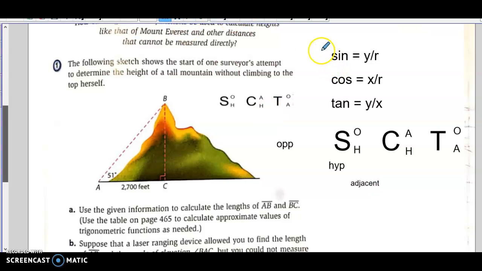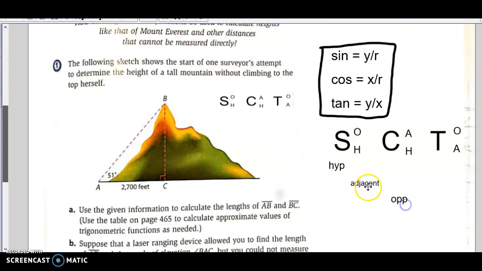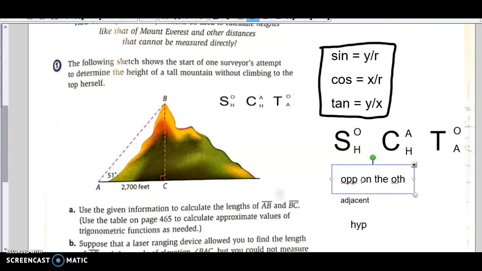We learned that sine is y over r, cosine is x over r, and tangent is y over x. I like to remember this acronym instead, okay? We have three sides of our triangle: an opposite side, an adjacent side, or next to, and a hypotenuse side. The opposite side is on the other side of the angle. That's how I remember it.